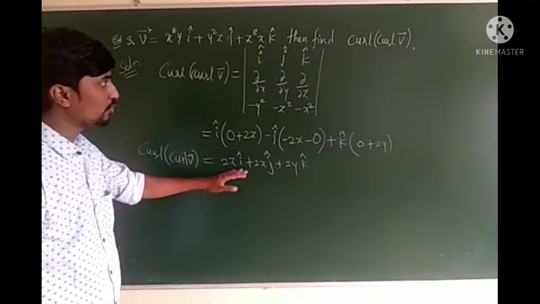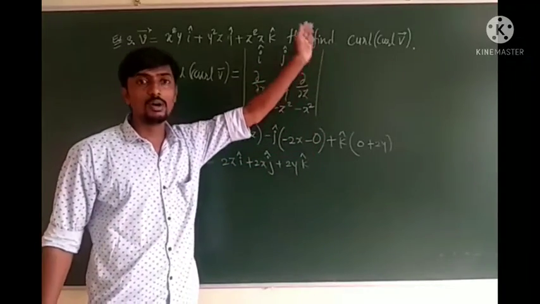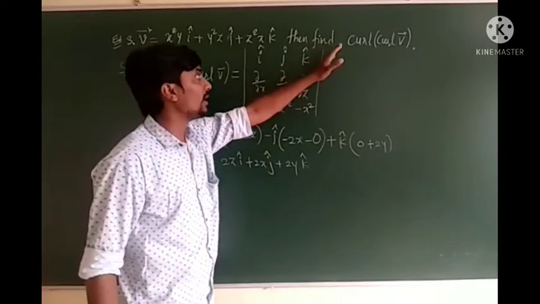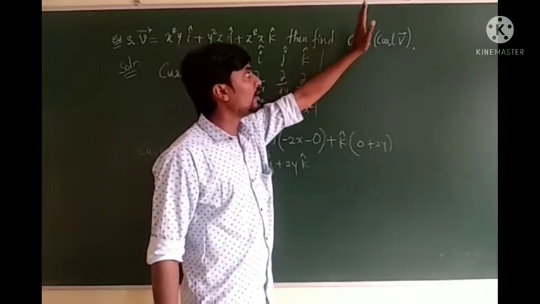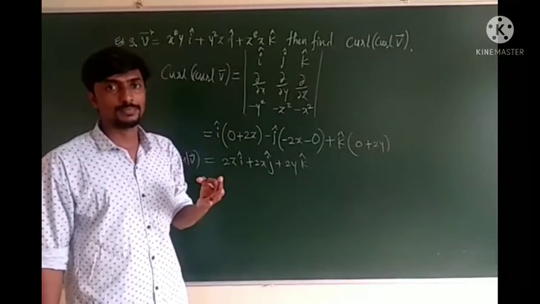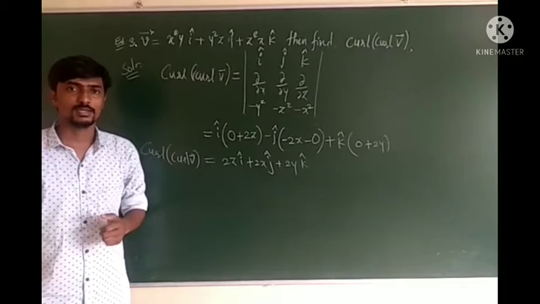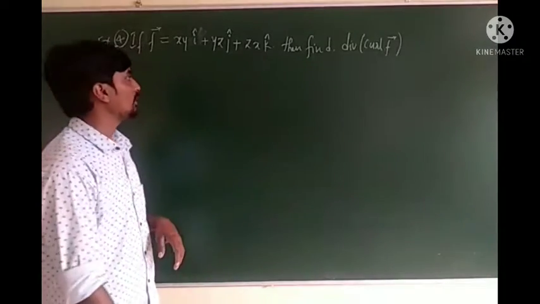So you have to do the curl process two times because here we have the curl of curl. Curl of curl means we have to do the same process twice here. Okay, so write down this example. Yes, so we'll go for another example. Let's have another example here.